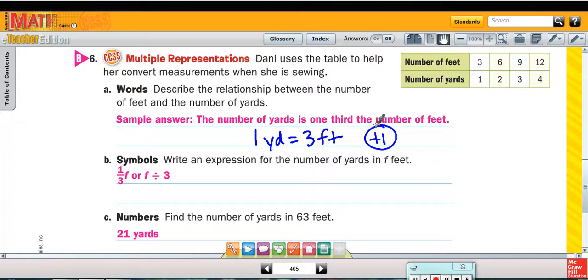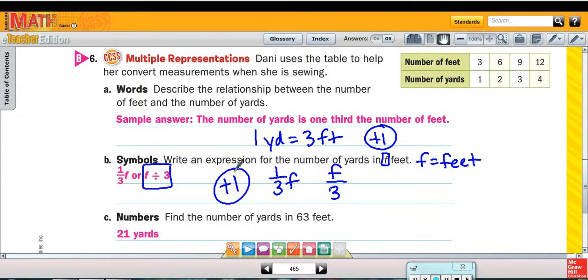Then it said write an expression for the number of yards in F feet. What they're telling you here is that F has to stand for feet in this problem. So if you're going from feet to yards, you could say 1/3 of the number of feet would be equal to yards, or you could say the number of feet divided by 3, or F divided by 3 would be fine. This is worth 1 point. Then it said find the number of yards in 63 feet. Well, if we put 63 in for F and divide it by 3, we would get 21 yards. So 1 point there for letter C.